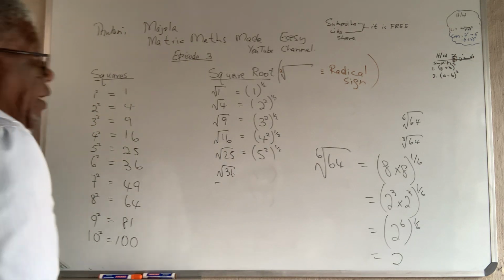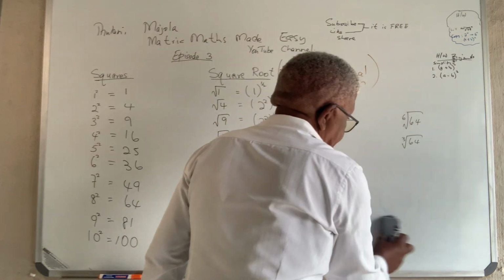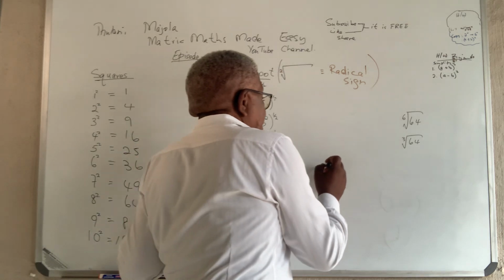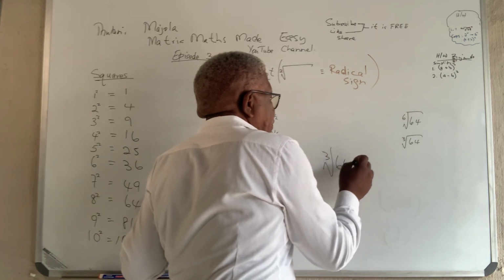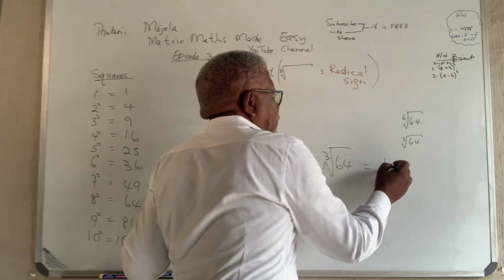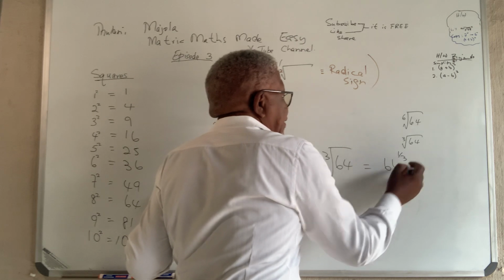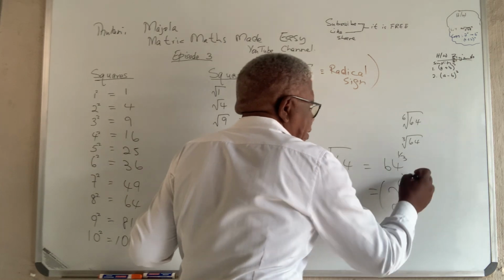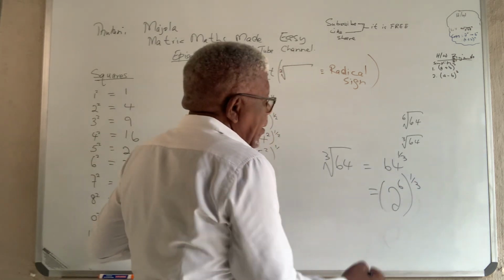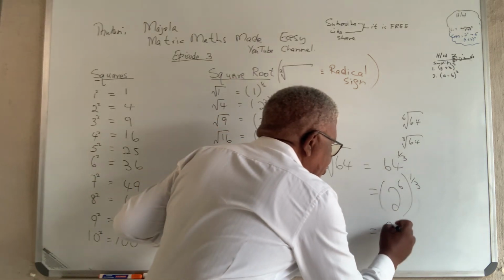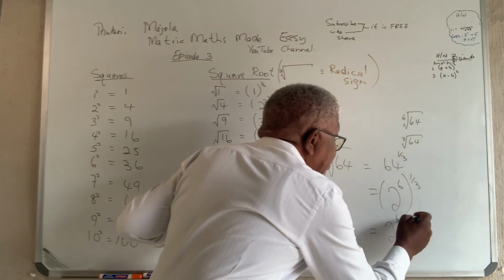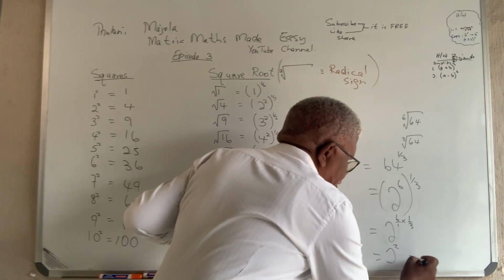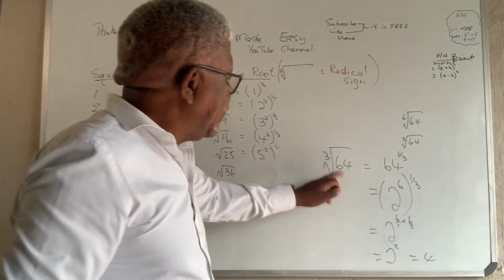Similarly, if you got the cube root of 64, the cube root of 64 is actually 64 to the power of a third. And 64 can be written as 2 to the power 6, to the power a third. And then you multiply your powers, so it's 2 to the power 6 over 1 times 1 over 3, which equals 2 squared, which equals 4. So the cube root of 64 is 4.